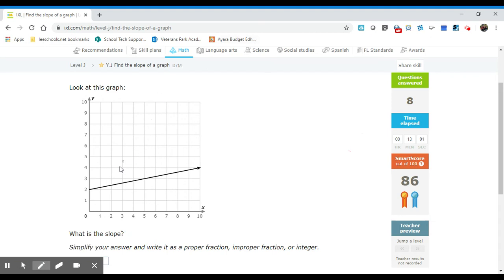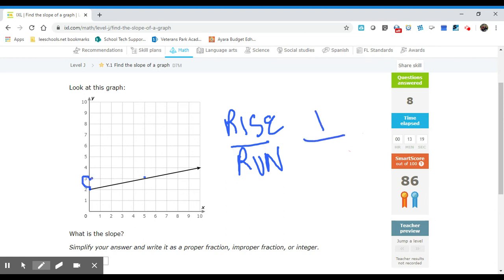So let's look for that point. Here's a point. Here's another point. We look for rise over run. How much are we rising? We're rising 1. How much are we running? We're running 1, 2, 3, 4, 5. 1 over 5. 1/5 is the answer.